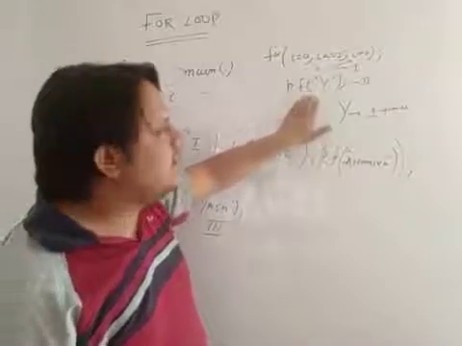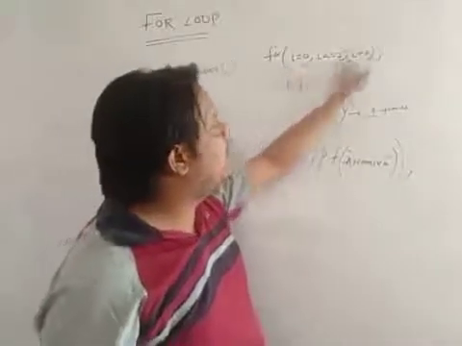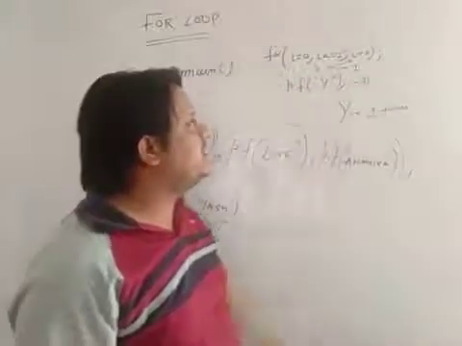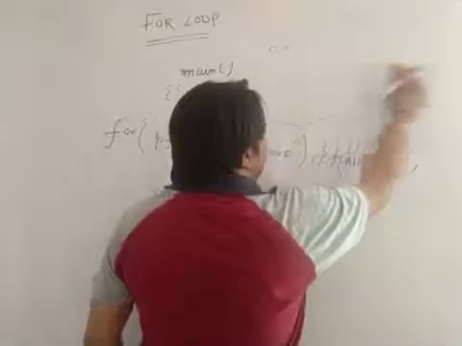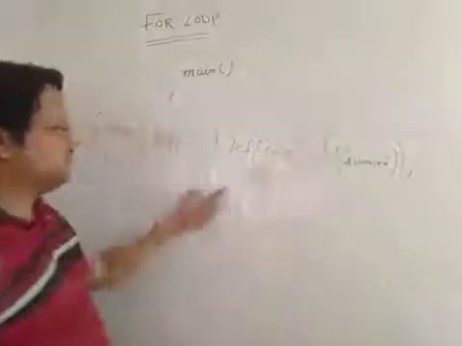Okay, because it is outside the loop. What is the loop part? The loop part is only a semicolon, and semicolon means a null statement. So keeping this logic in mind, tell me what is the answer of this code snippet.